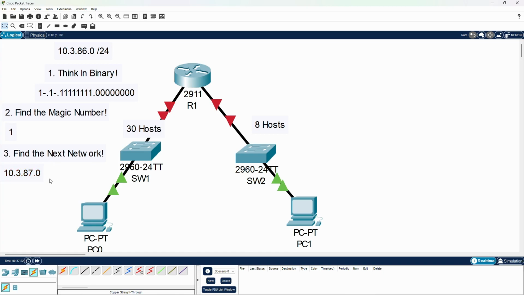This is where we know we can find the range now. So once you have the binary, the magic number, and the next network, you know the range you have to work with. So 10.3.86, we know the next network ends at 87, right? So in this case, we'll say the 87 network we're not using, it's out of scope. So let me scoot this stuff over real quick, just so it's out of our way.